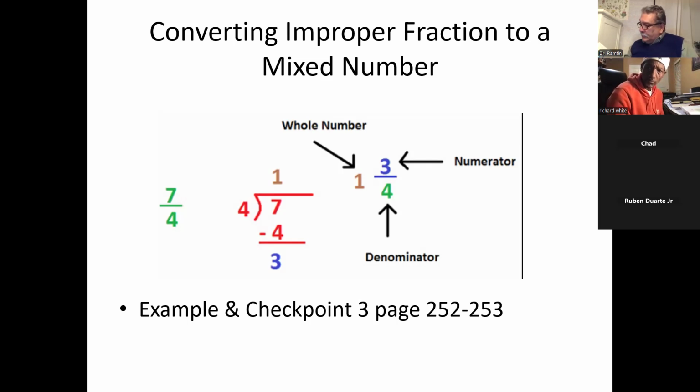Or if you want to convert minus 29/8 to a mixed number, you divide 29 by 8. 8 goes into 29 3 times. You have quotient 3, that becomes your integer. The denominator remains the same. The remainder becomes your numerator. All right.